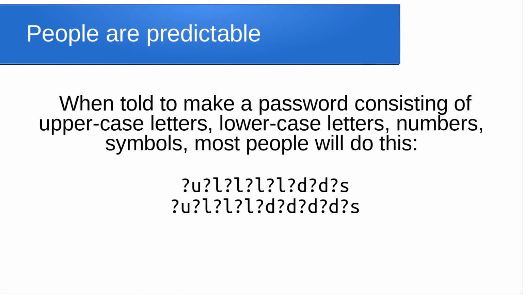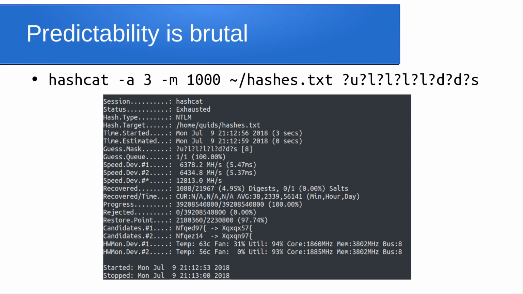But as you may have found so far with password cracking, people are predictable. And when told to make a password consisting of uppercase letters, lowercase letters, numbers, symbols, most people will do this. An uppercase letter at the beginning, followed by lowercase letters, followed by a couple of digits, and a symbol, or four digits and a symbol. So we can take that information and build a tighter mask set. So in this example, I'm trying to crack 8 characters, and that's going to take me a grand total of 3 seconds. Well, that's just a little bit shorter than 5 days.